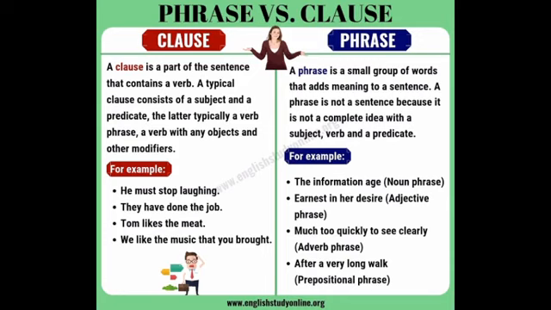Third idea regarding the phrase. A phrase cannot stand alone as a simple sentence. We already discussed the construction of a sentence. A sentence contains a subject and predicate. Predicate means verb plus object. See here, a phrase cannot be called a sentence.